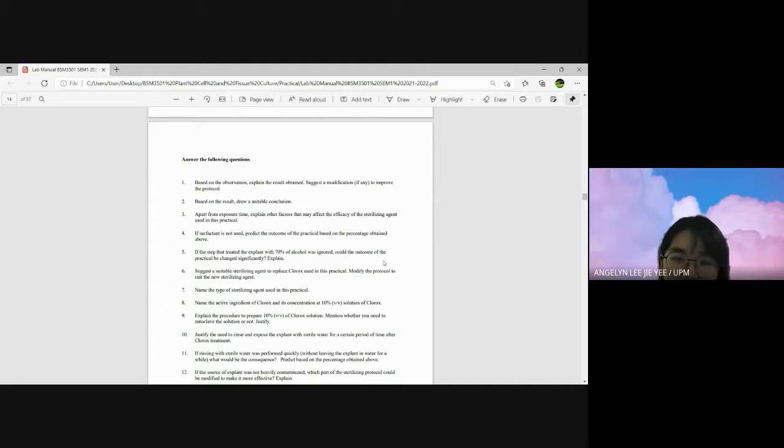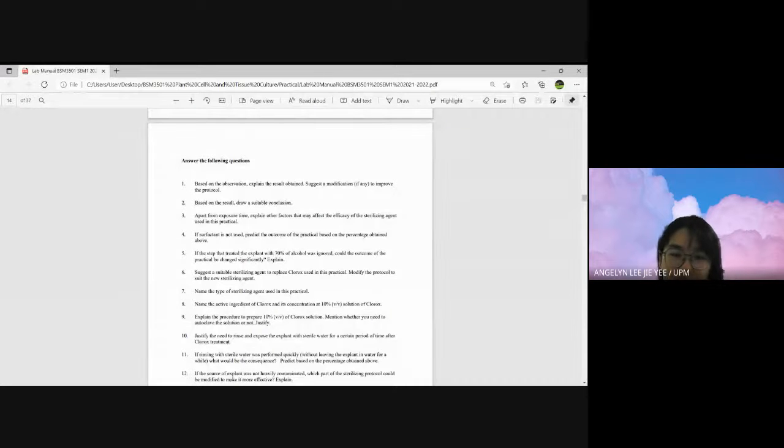I have another opinion for the modification. Based on the observation, we can see that the contaminated explants exposed to the 10% chloride solution for 5 minutes are found to be higher than those exposed for 15 minutes. And then the percentage of dead explants exposed to 10% chloride solution at 15 minutes is also higher than those at 5 minutes. So the hypothesis we can get here is the longer the exposure time of the explant to the sterilizing agent, the lower the percentage of contaminated explants found.